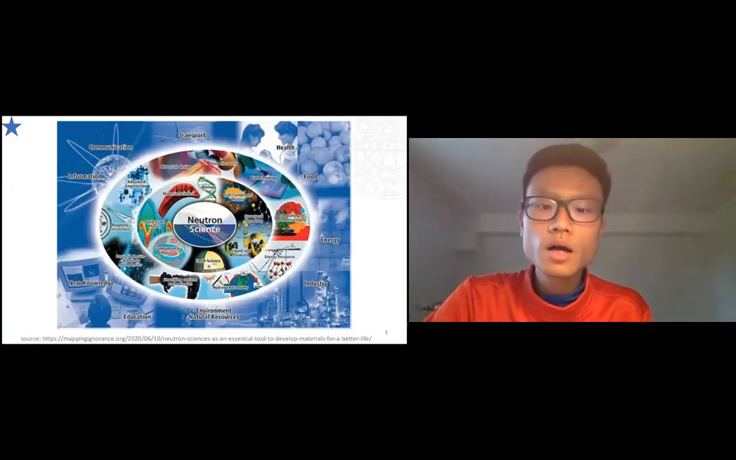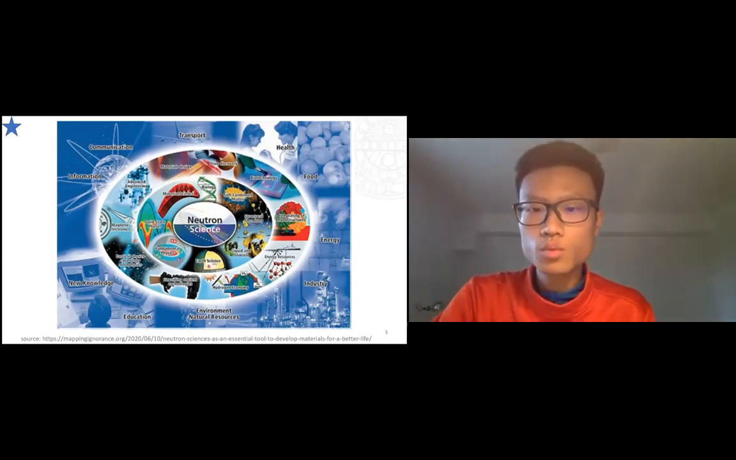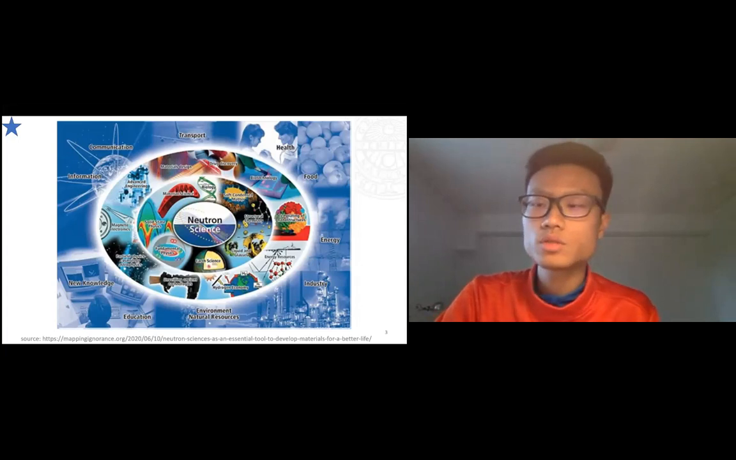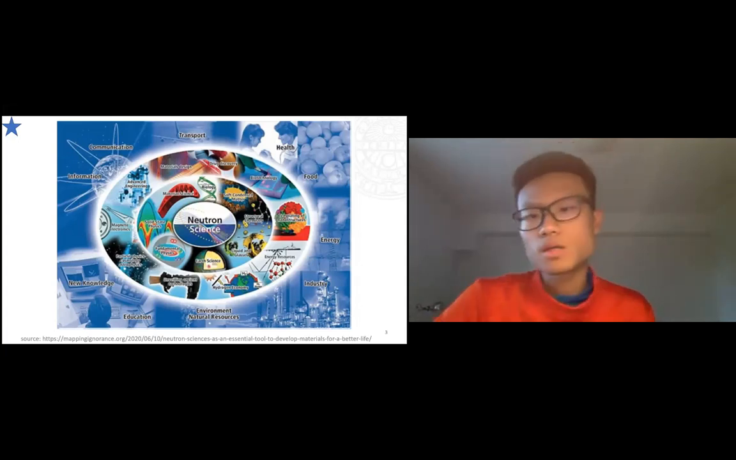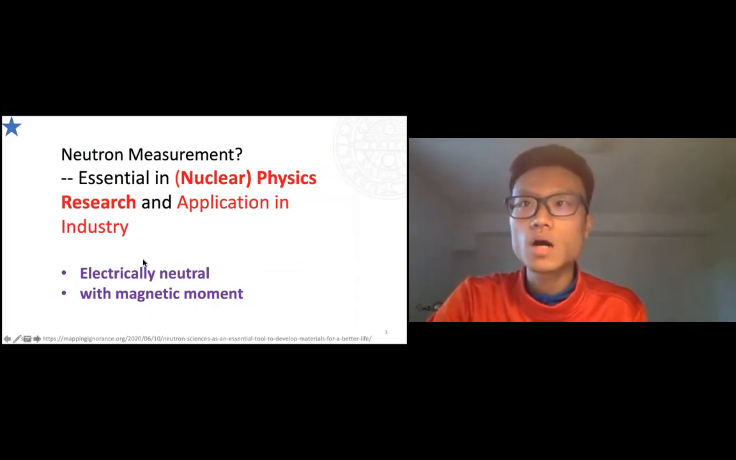Introduction. First, on neutron science, I will show you that it is actually closely related to both research and industry. And why is that? Because of its unique properties, and I will list two of them. It is electrically neutral and has a magnetic moment, which means compared to other charged particles, like protons and electrons, it can penetrate deep into atomic nuclei and see the inner structure. So it is very essential to our nuclear physics research.